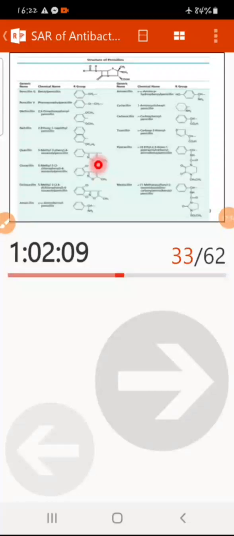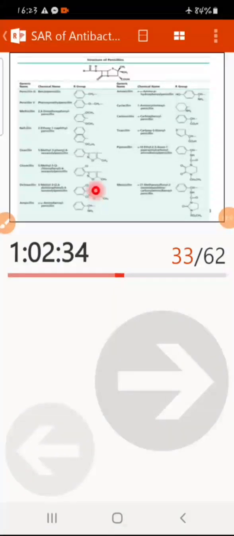In this structure, the alpha carbon is this one. The alpha carbon is part of the heterocyclic ring. Therefore, it is beta lactamase stable. Also, it is acid stable because the alpha carbon is part of the heterocycle. On the alpha carbon, there is no hydrophilic group. Therefore, it is narrow spectrum.